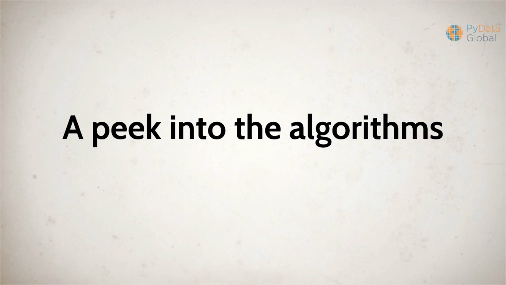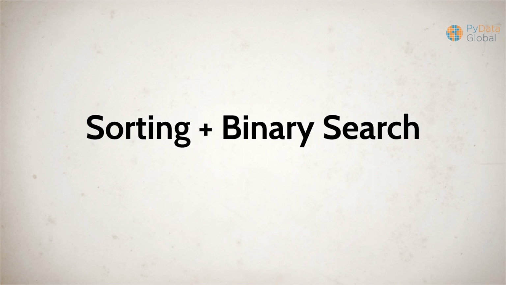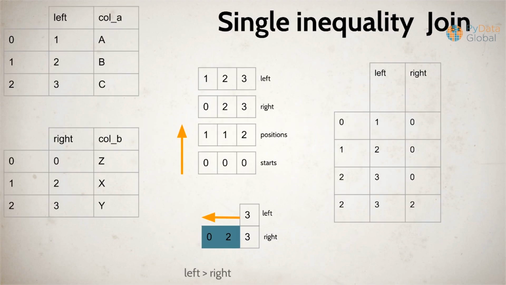Let's have a peek into the algorithms before we look at the performance and why conditional join is a better option when you're working with inequalities compared to a Cartesian join. At its core, the algorithm is based on sorting and binary search. There are some other optimizations that I did on it, but at its core, that is all it is: sorting plus binary search.